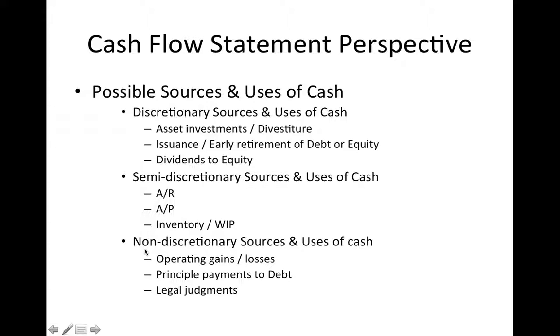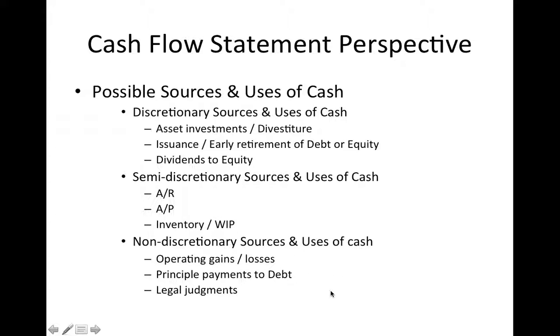I have broken them out into a scheme that I like to use: discretionary, semi-discretionary, and non-discretionary. Discretionary means the cash either moves in or moves out because of a decision that you make. It is completely to your discretion whether this happens or not. Semi-discretionary means that you have some policy or some control over what happens with the source or use, but it is also driven by your overall firm performance and so forth. So you have some control, but not perfect control over this.